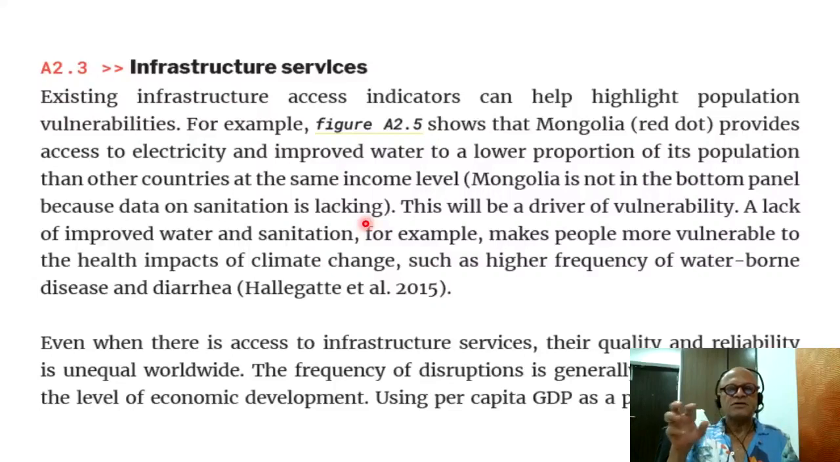So we'll look at electricity, water and sanitation, and we'll see some very interesting results on how they can be disconnected from increase in per capita GDP. So you can have a higher income but still have problems with access to water and sanitation. This will be a driver of vulnerability. A lack of improved water and sanitation, for example, makes people more vulnerable to health impacts of climate change, such as higher frequency of waterborne diseases and diarrhea.